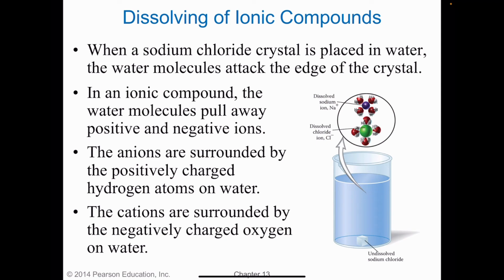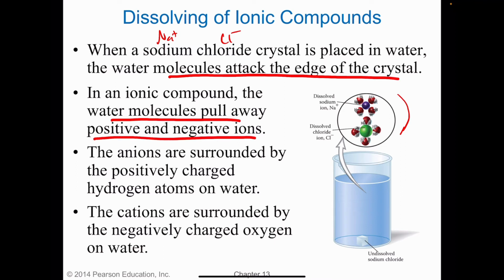So here's another example with sodium chloride. The first one we had was sugar, which is a covalent compound. It just stays as one unit. With sodium chloride, it breaks up into two, sodium and chloride. When a sodium chloride crystal is placed in water, the water molecules attack the edge of the crystal. Same thing in an ionic compound, the water molecules pull away and pretty much separate the particles from each other. In this case, separating the positive sodium ions from the negative chloride ions.